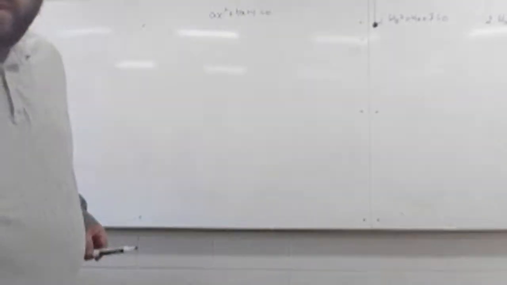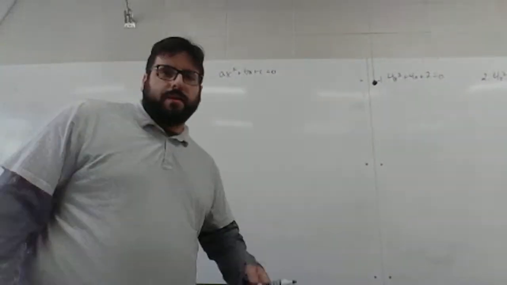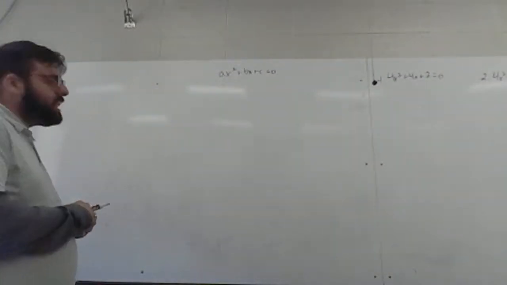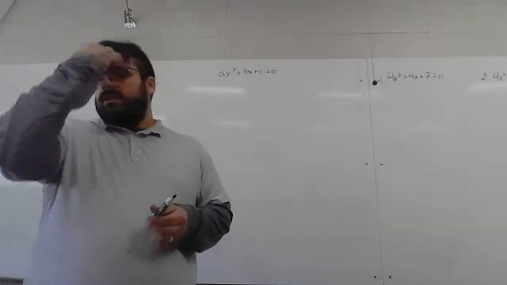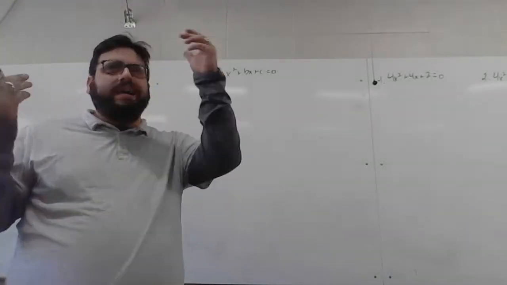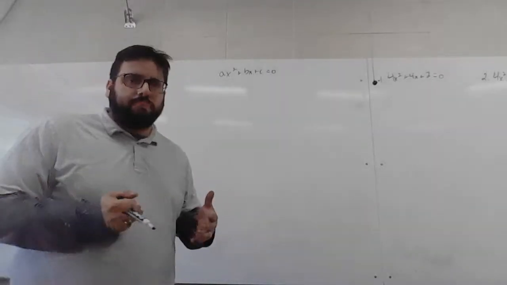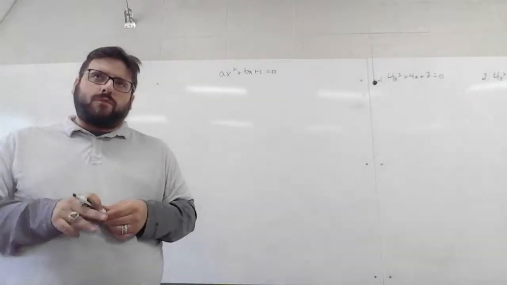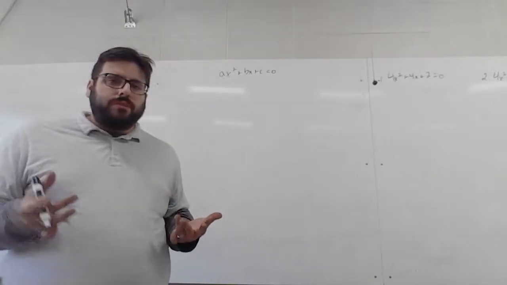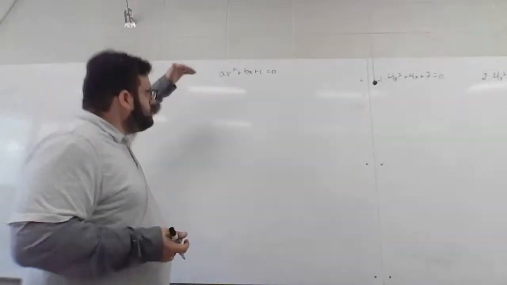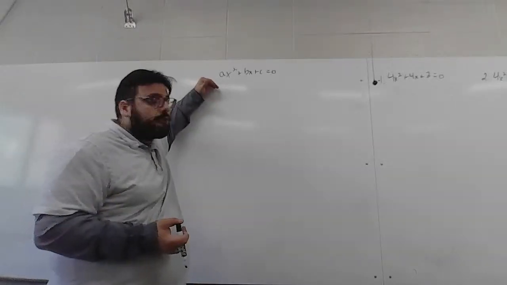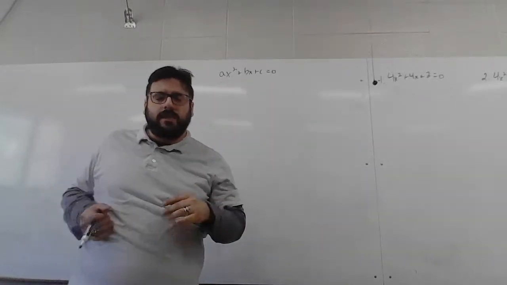All right, so I want to get into the quadratic formula, but before I do that, I want to show you guys where the quadratic formula comes from and why it's not just something that came out of the sky, right? There is a logical explanation for why the quadratic formula is what it is and why it works. So here's an example of just a general quadratic equation, ax squared plus bx plus c equals 0.